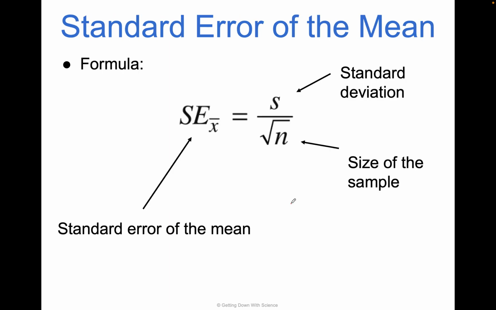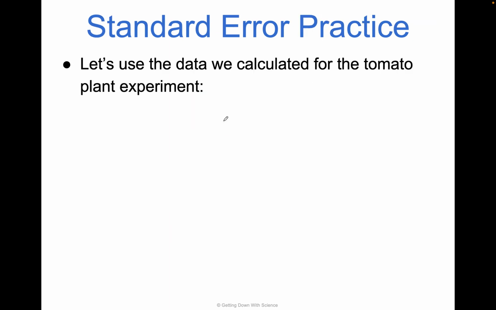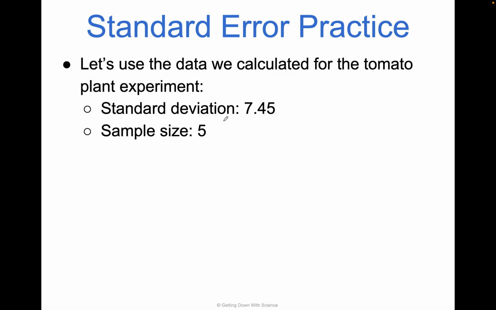You're going to get these formulas. But you can see SE is standard error, and X with the line over it is the mean. Standard error of the mean. Okay, let's practice, going back to these tomato plants. Your standard deviation we figured out is 7.45. Our sample size is 5. At this point, it's really easy. You just plug it in and you solve.